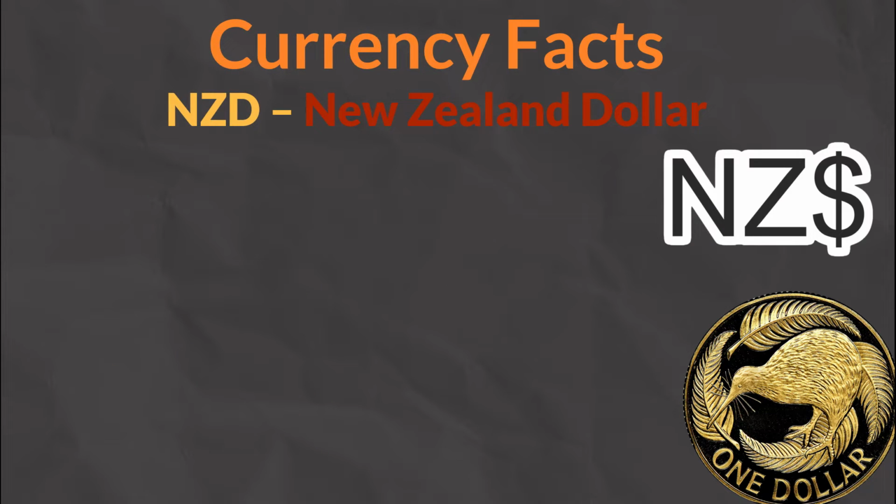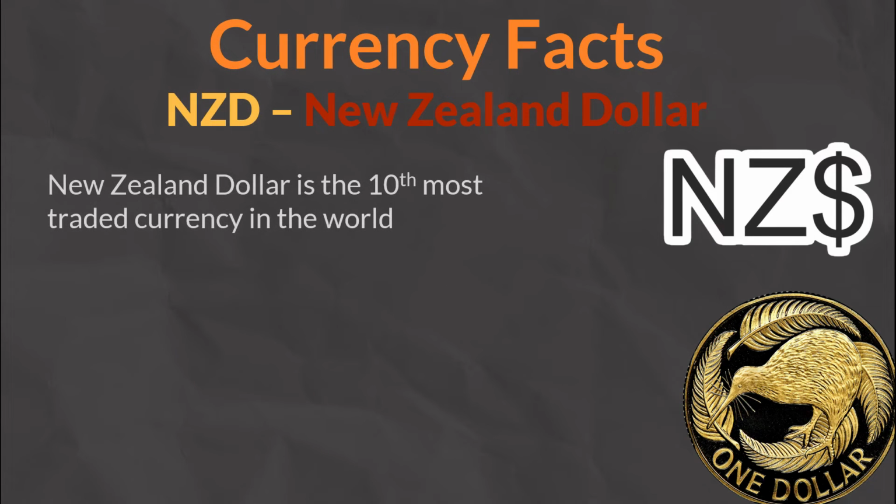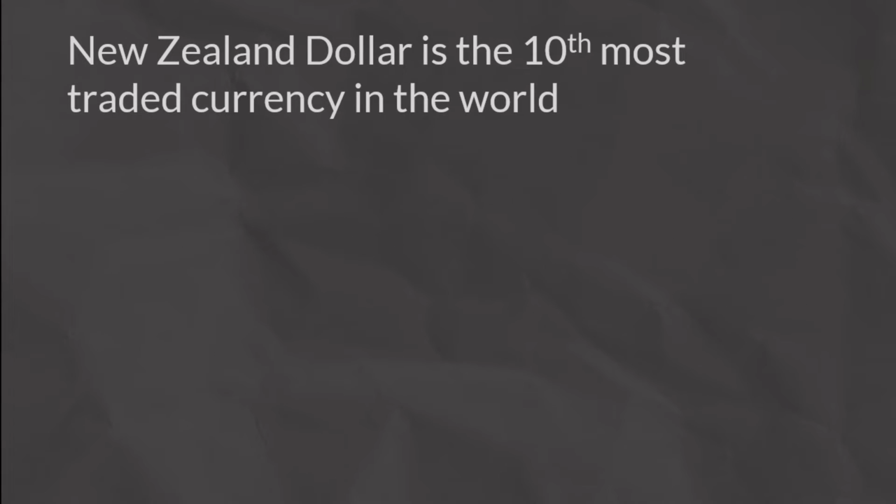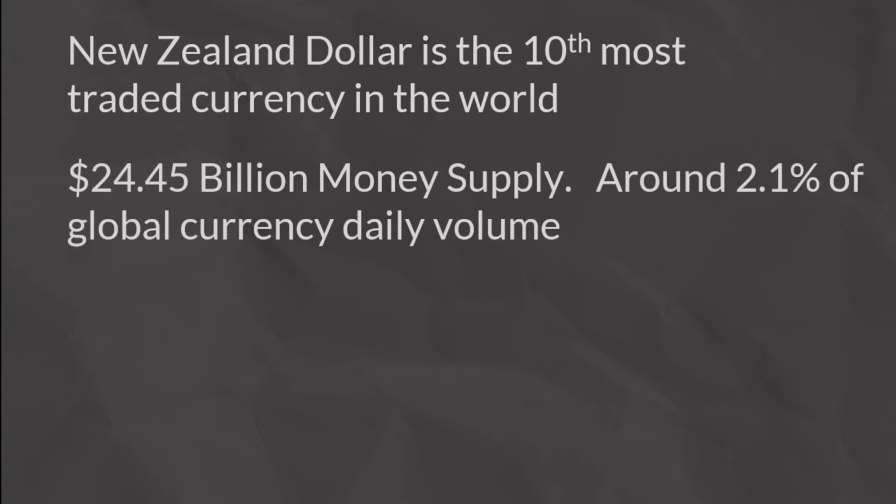Let's cover some interesting currency facts about the New Zealand dollar. Despite being the 50th largest economy and 83rd largest country in the world, it actually ranks as the 10th most traded currency in the world. That's amazing. And it actually accounts for 2.1% of all global currency daily volume. So this small country out in the middle of the ocean has a very big outsized effect on foreign currencies. It's very interesting that such a small country could have such a big impact on global trading.